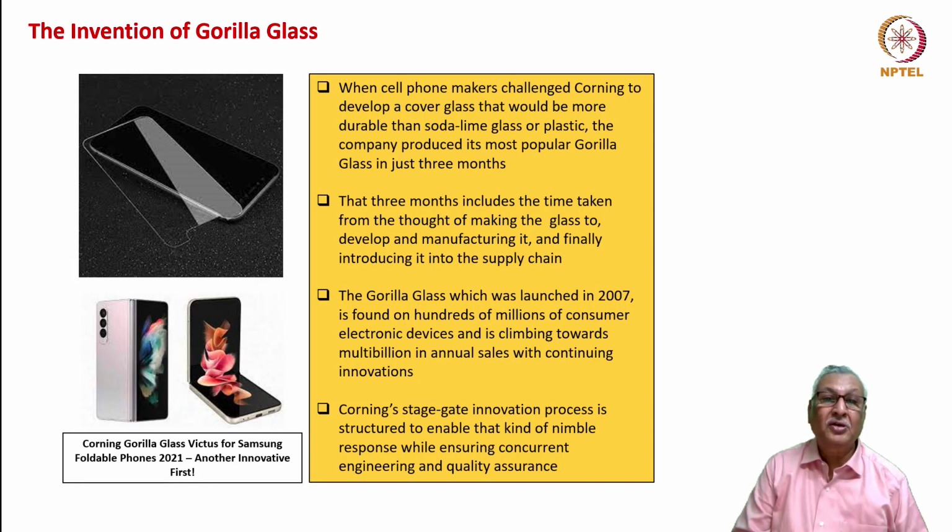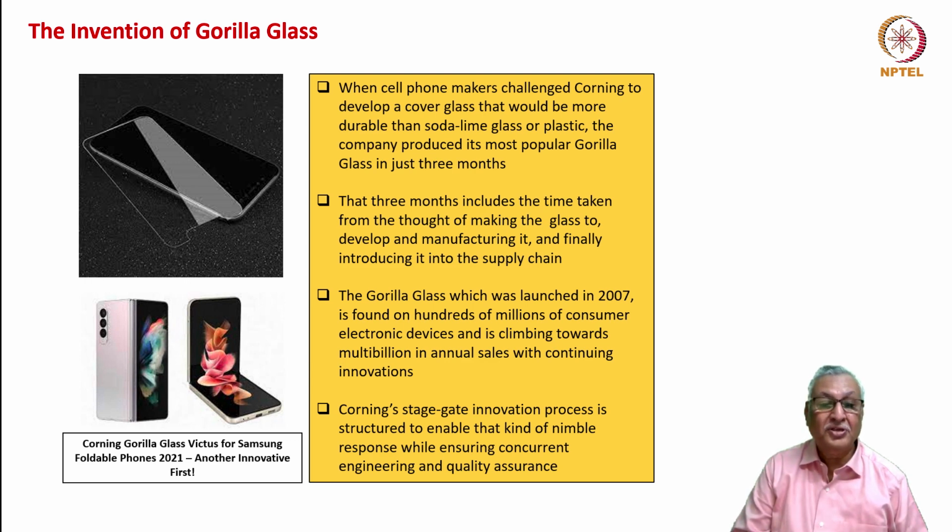The invention of Gorilla Glass itself is a project that is demonstrative of its innovation. When cell phone makers challenged Corning to develop a cover glass that would be more durable than soda lime glass or plastic that was prevalent at that time, the company produced its most popular Gorilla Glass in just 3 months. That 3 months includes the time taken from the thought of making the glass to develop and manufacture it and finally introduce it into the supply chain.